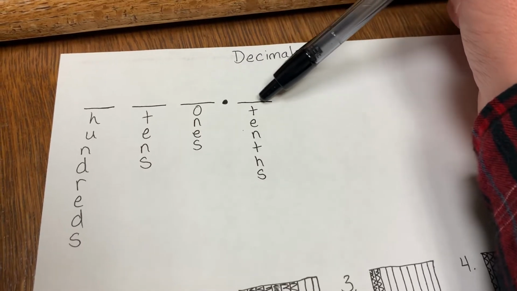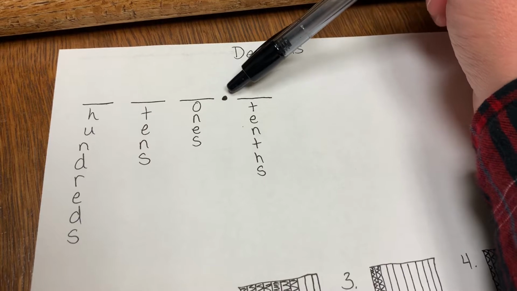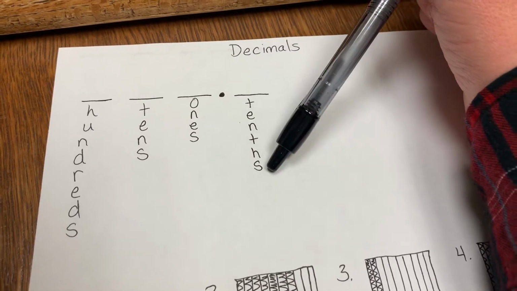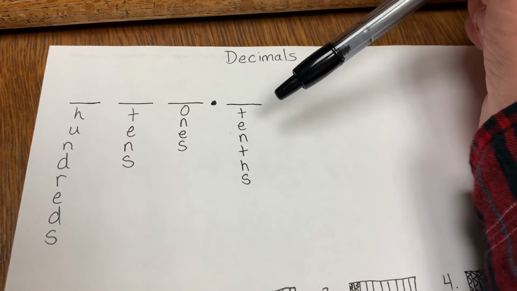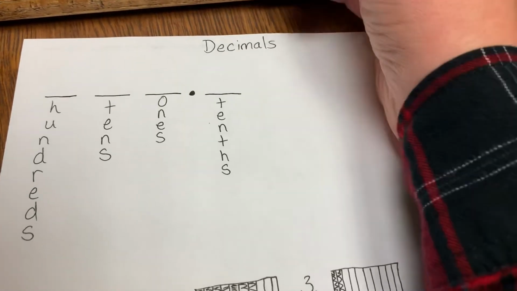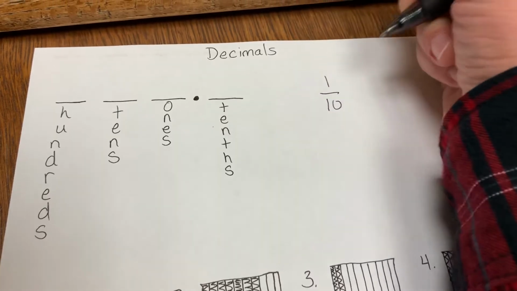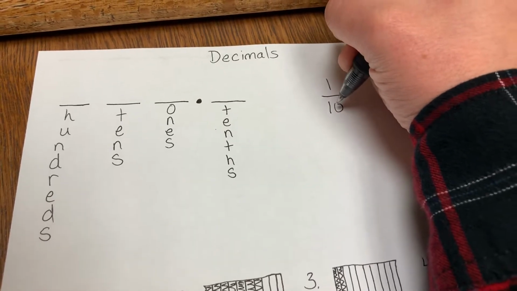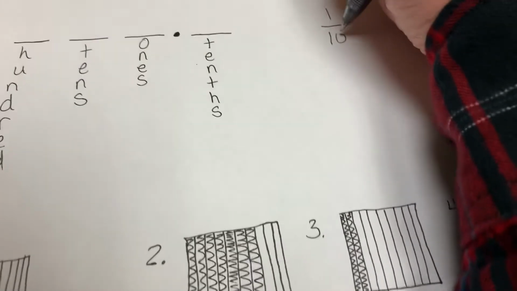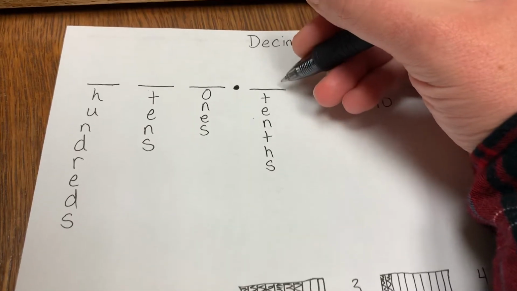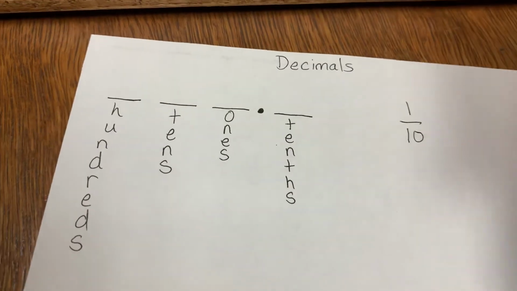The first number on the right side of the decimal point is called the tenths. We know from fractions what 1/10 looks like, and that is what this place value right here is. It's the tenths place, and we're going to look at that today.